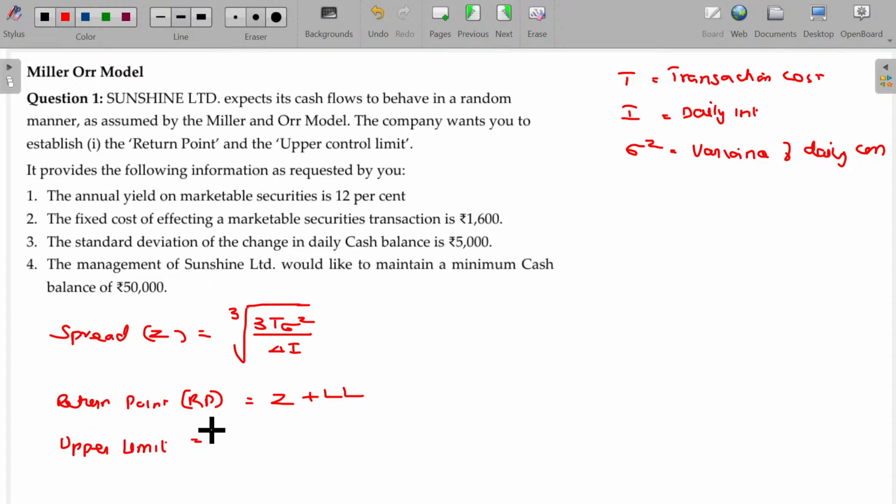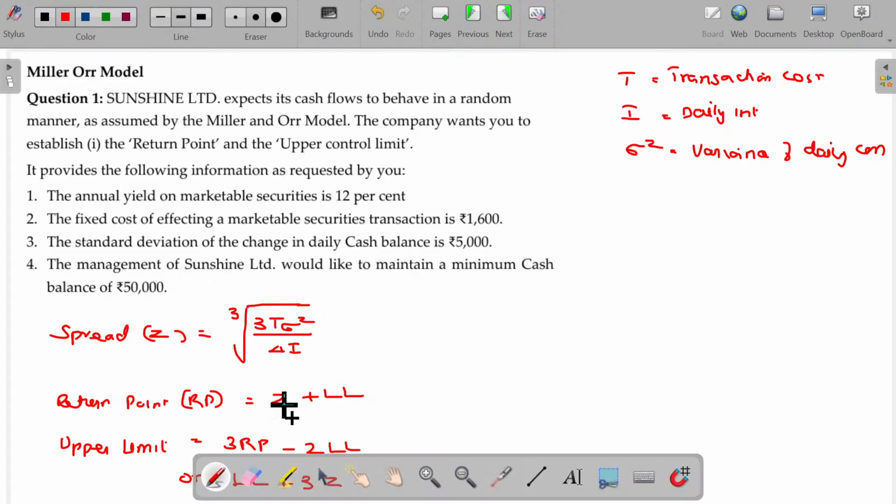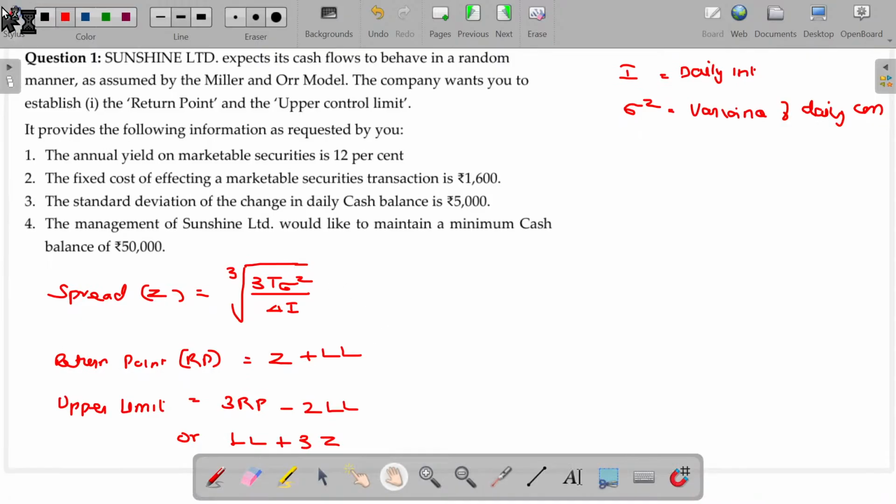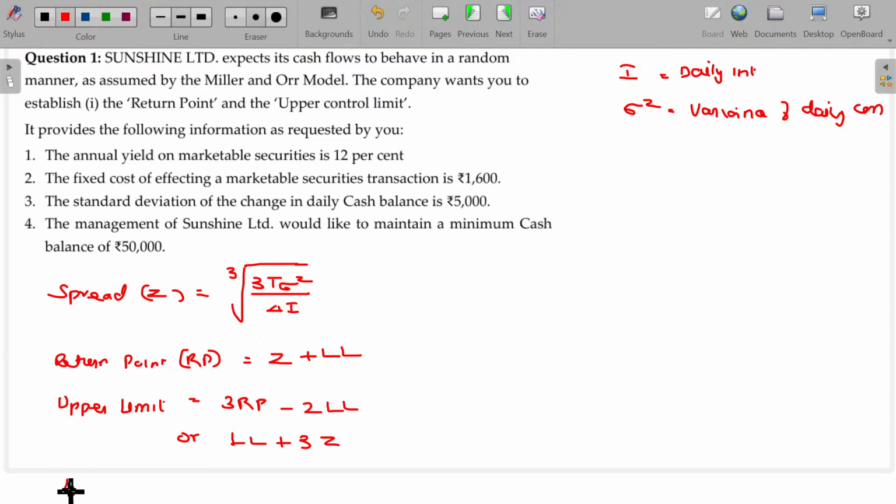we have two formulae. 3RP minus 2 lower limit, that is, 3 return point minus 2 lower limit. Or there is one more formula: lower limit plus 3Z. You will get the same answer. Apart from that, average cash. The formula being 4 by 3 into Z value plus lower limit. These are the four formulae you have to understand.